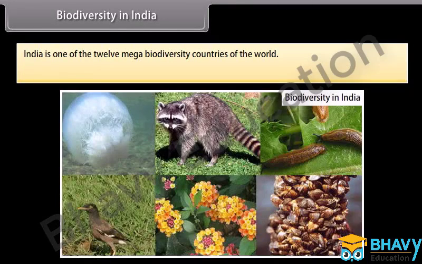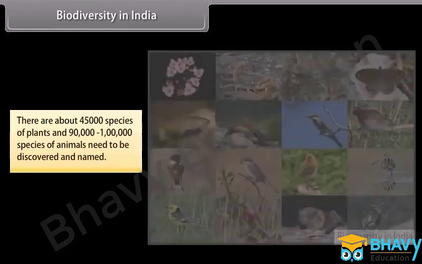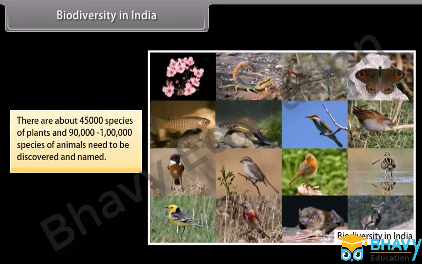Biodiversity in India. India is one of the 12 mega biodiversity countries of the world. India has only 2.4% of the land area of the world. It has 8.1% of the global species biodiversity. There are about 45,000 species of plants and 90,000 to 1 lakh species of animals need to be discovered and named.